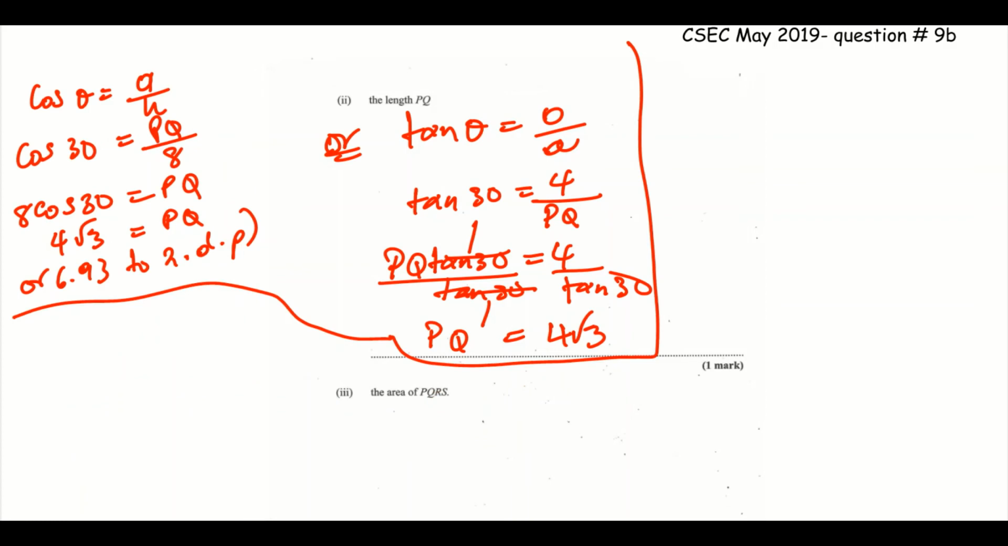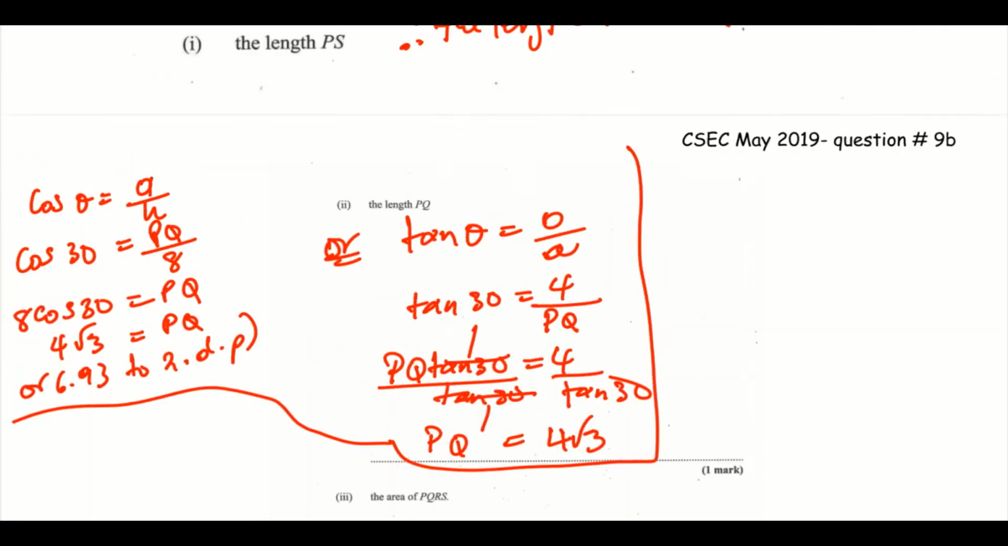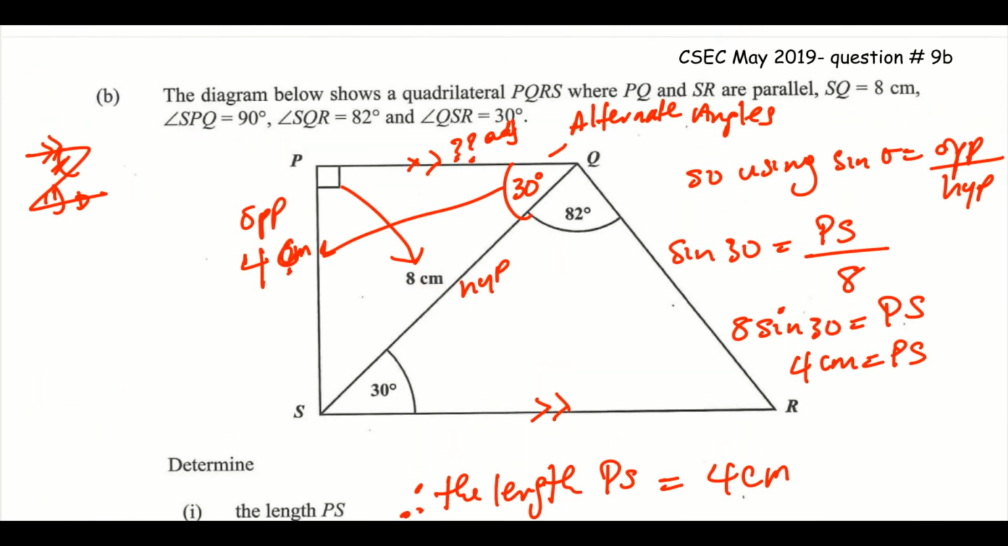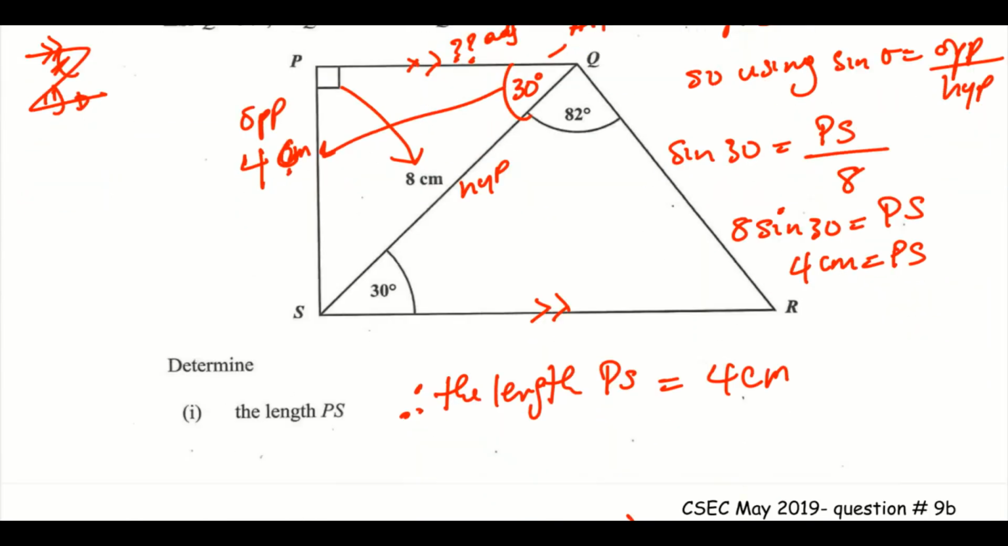Now to complete this question, the final part is asking us to find the area of PQRS, so the entire area of this quadrilateral here.